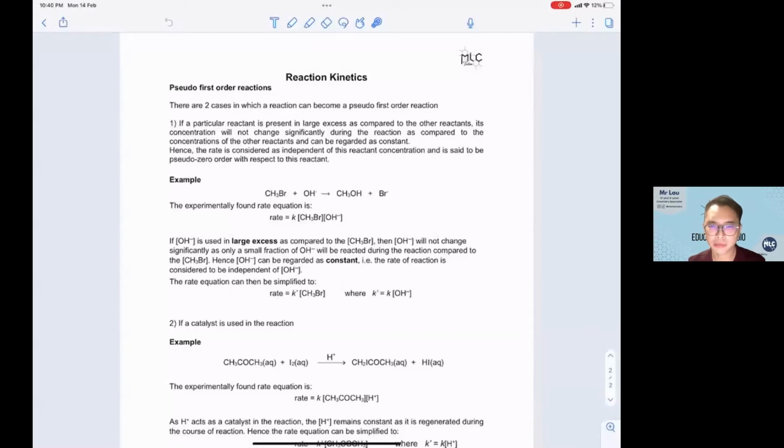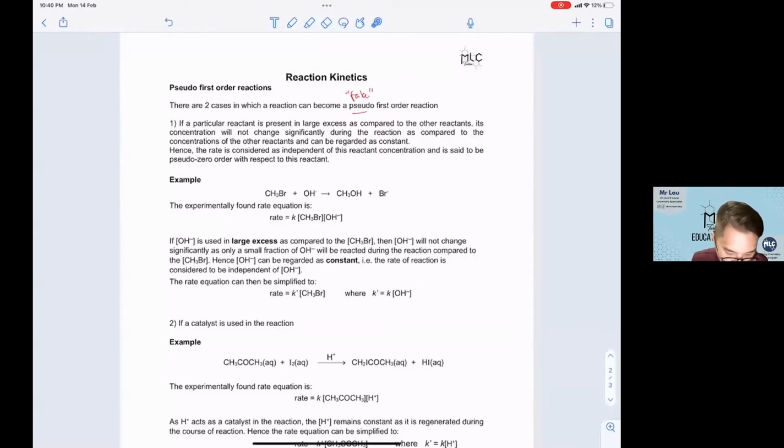Now in reaction kinetics, we have something called a pseudo first order reaction. A pseudo first order means it's like a fake first order reaction. That means it could be a second or third order, but because of certain circumstances, it could behave as a first order reaction. So let me go through the two cases in which this happens. There are two cases in which something can become a pseudo first order reaction.